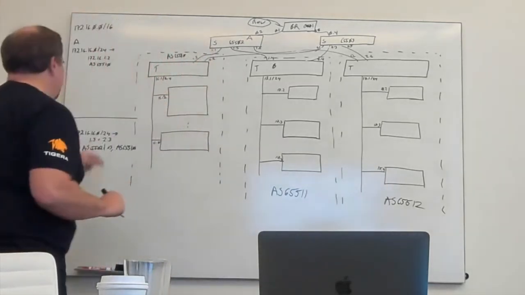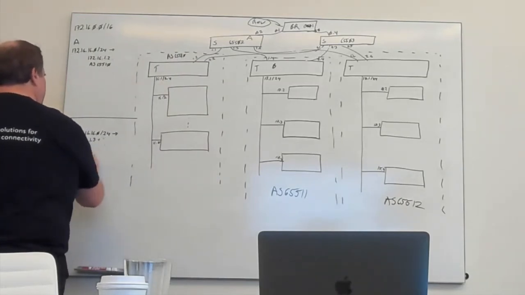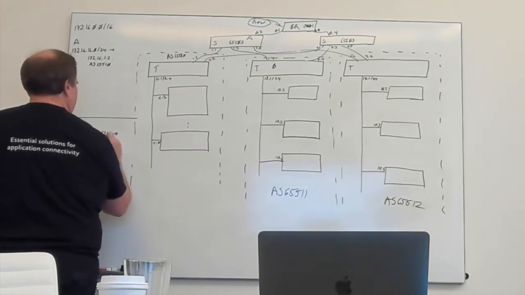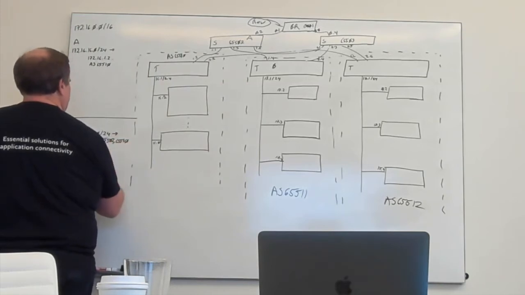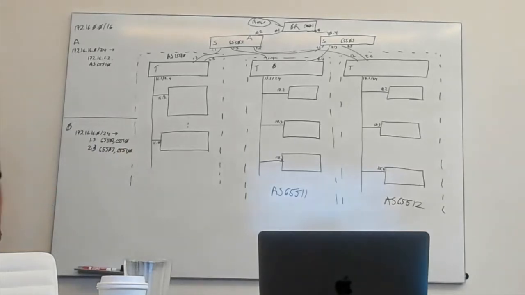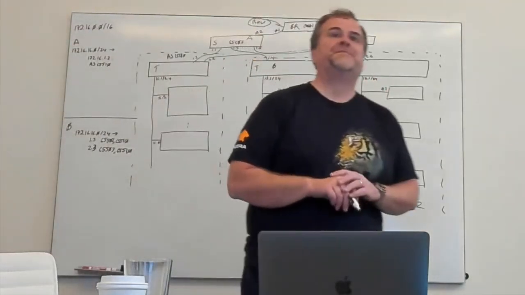And again, the actual route, I'll just be specific here. For 1.3, the AS path is 65502, 65510. For the route via 2.3, the path will be 65503, 65510. So that's the routing table in B. And we replicate this all the way across.